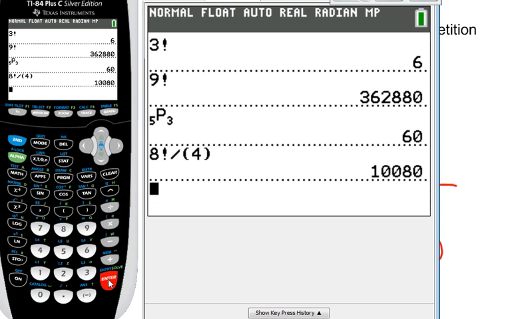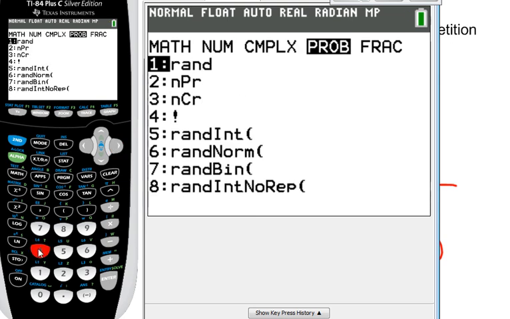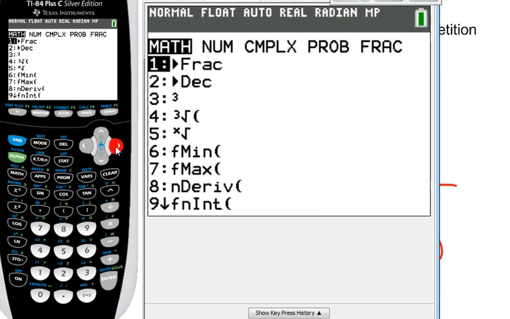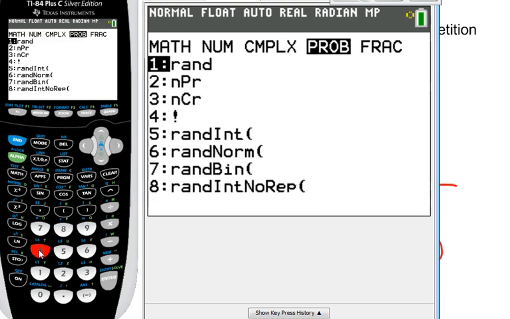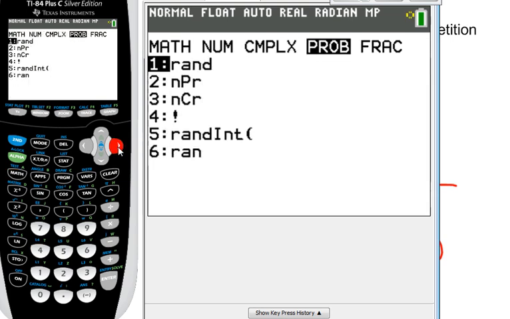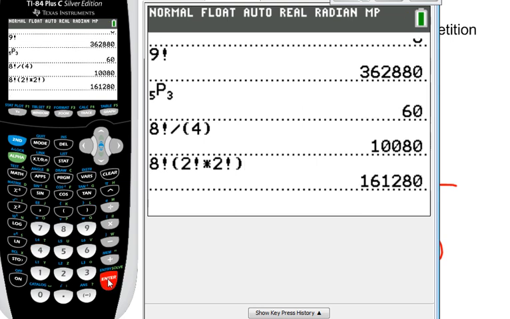If you're going to do it the long way, if you have a letter that repeats multiple times, be careful, you have to put this in parentheses. 8, math, probability, factorial, divided by 2, math, probability, factorial, times 2, math, probability, factorial, close the parenthesis, equals 161280. Oh, and I forgot to hit the divide sign. See how you mess up sometimes?